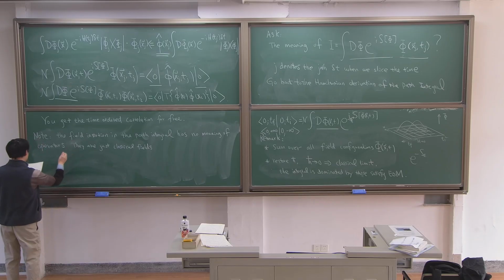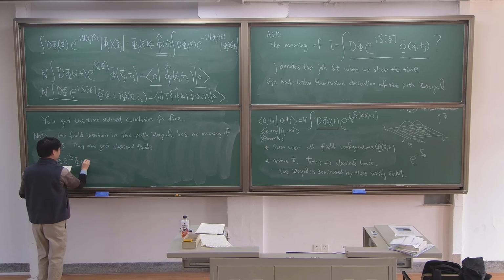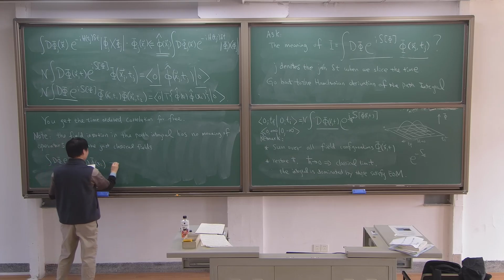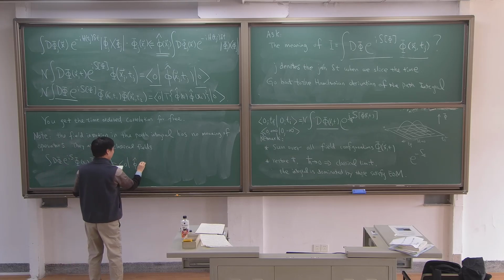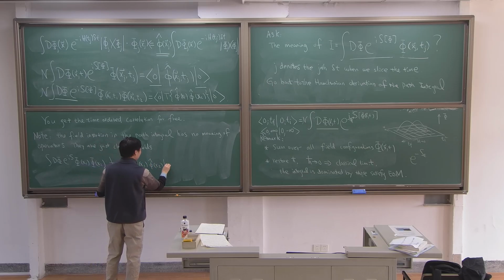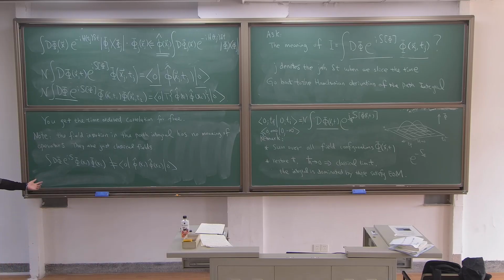So then you immediately realize that this shouldn't equal the two-point function without a time order. If you insist so, then it doesn't work. This is not equal to this one. Clearly, these two are not equal.